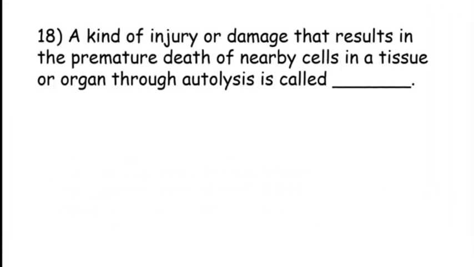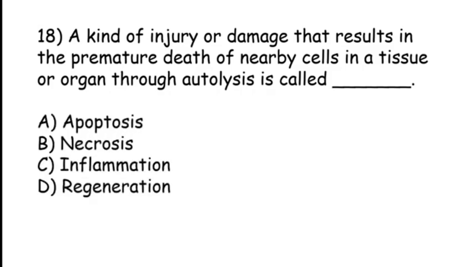A kind of injury or damage that results in the premature death of nearby cells in a tissue or organ through autolysis is called apoptosis, necrosis, inflammation, regeneration. The correct answer is option B, necrosis.